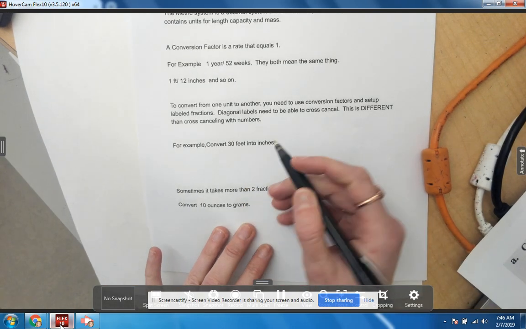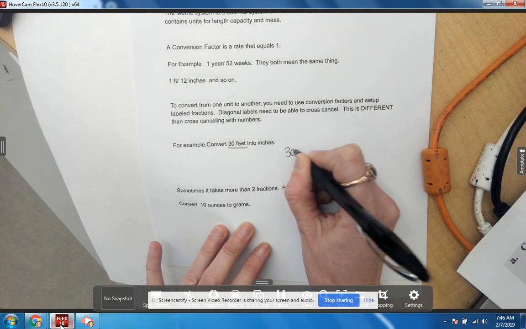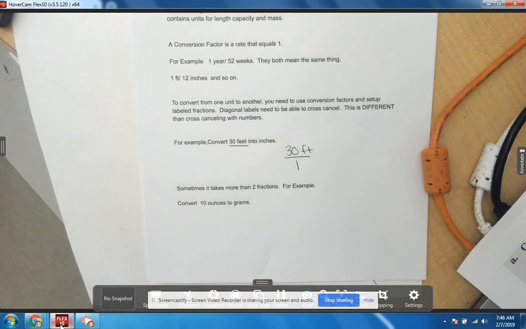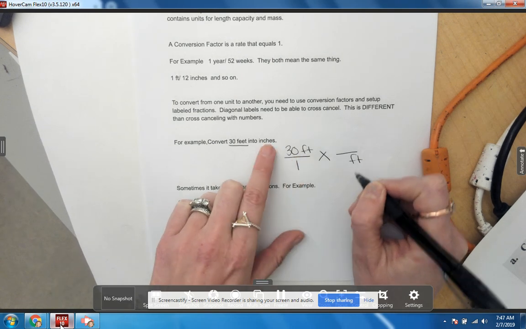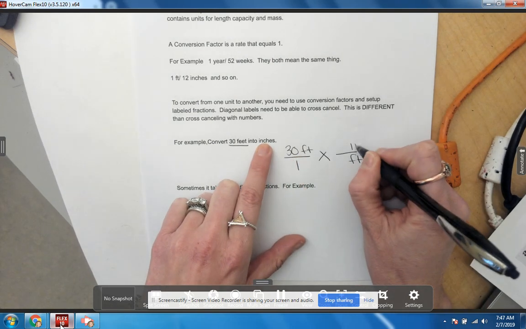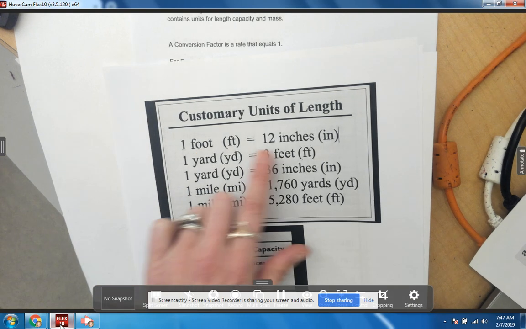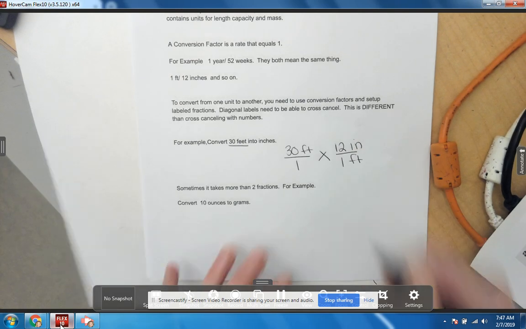It says convert 30 feet into inches. You take the first thing in the problem and write it as a fraction over 1. So 30 feet over 1. Labeling is extremely important. Then you multiply that by the conversion rate that you would get from your paper. We want to get rid of feet, so that goes on the bottom. We want inches, because that's what the problem says, so that goes on the top. Now you look at your chart and figure out how many inches are in a foot. According to the chart, 1 foot equals 12 inches. So I put 1 next to foot, 12 next to inches.